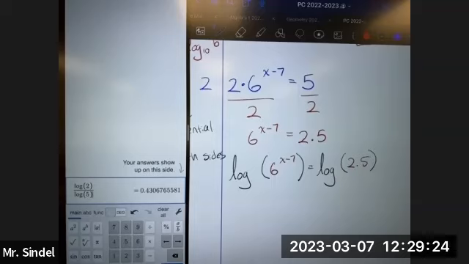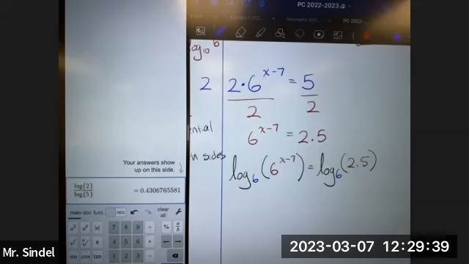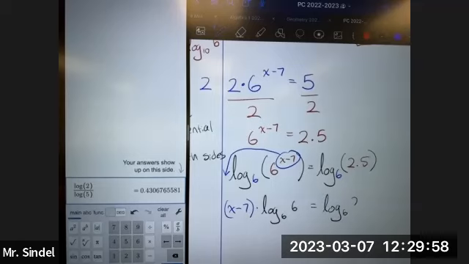I'm gonna just show you the easiest route, and then hopefully that'll help everyone from there. The easiest route is to choose the other base, Giorgio, which would have been 6. Choose a base of 6, because what will happen now, this x minus 7 comes down in front, becomes x minus 7 times all that other stuff. Log base 6 of 6. This is going to be log base 6 of 2.5.